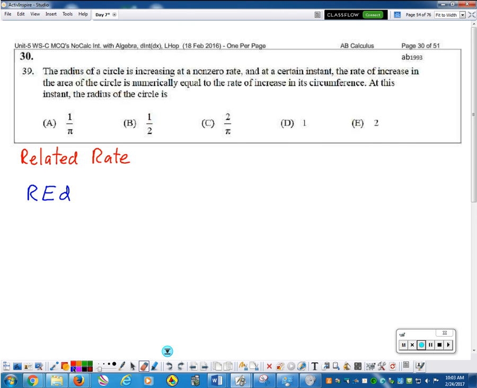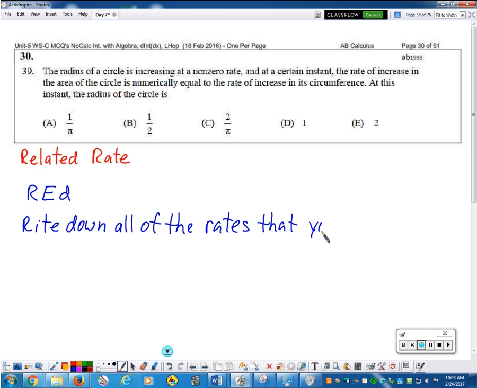And I said that the R stood for write down all of the rates. Okay, come on. Write down all of the rates that you read about. It's a lot of R's. Yeah, that's why it's R. Write down all the rates that you read about. Write down all the rates. This really helps, I promise.